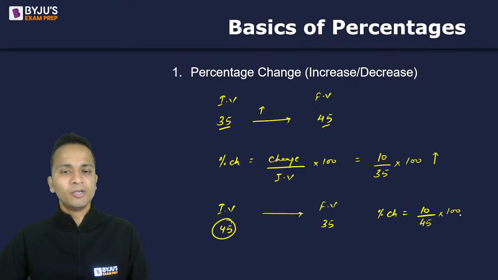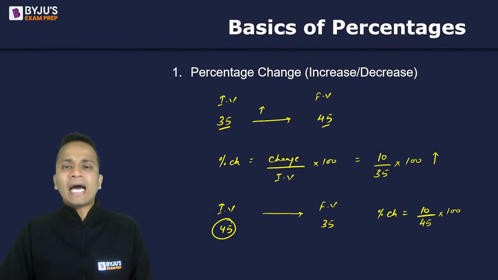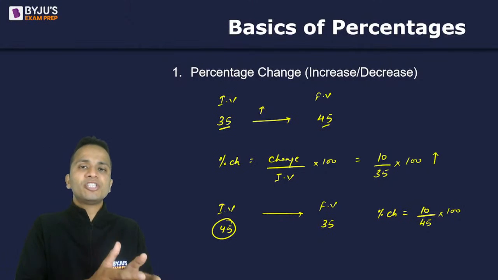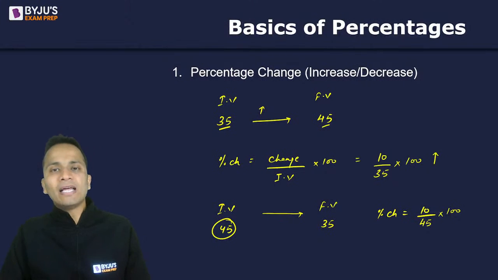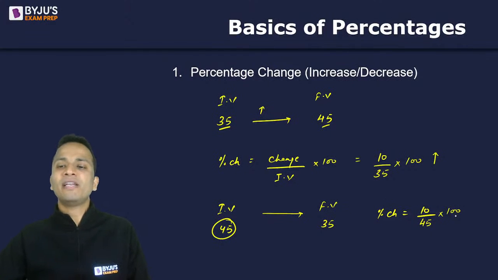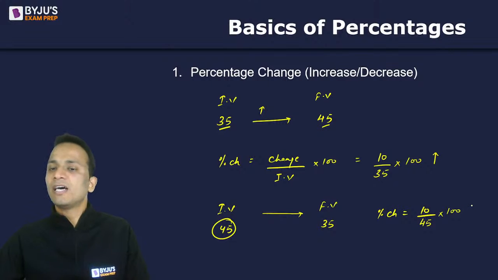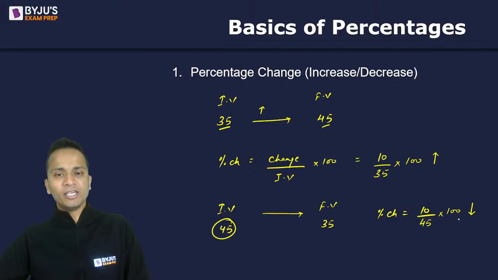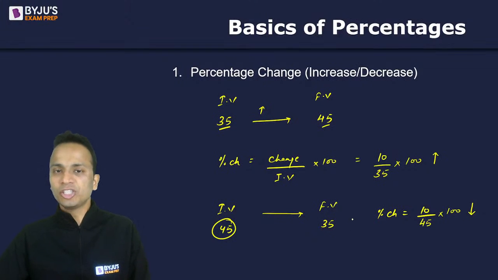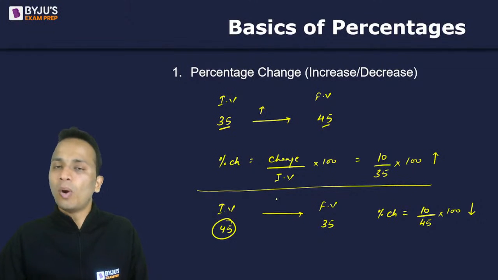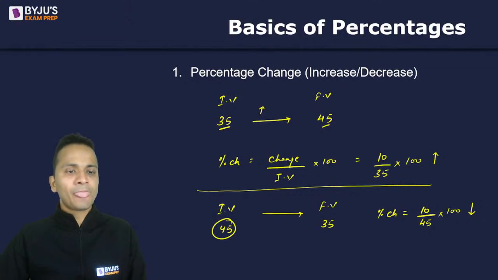by 100. Okay. Now you will notice that in the second example that I have taken, 45, which is the initial value, is more than the final value. Okay, so initial value is more than the final value. So I can say that there is a percentage decrease in this particular case. All right, so this is percentage change. Change divided by initial value multiplied by 100. Okay, now let's move on to the next concept.